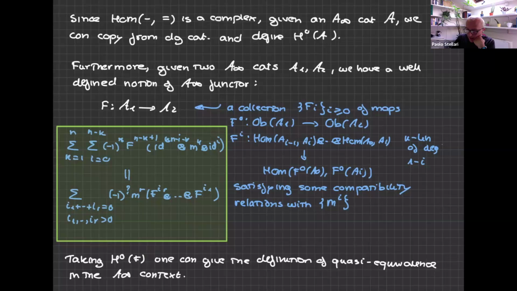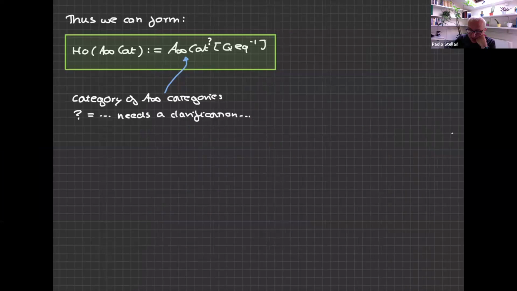Right. And so given such a notion of infinity category, and the according notion of quasi-equivalence between infinity categories, we can perform the same definition as before. And so we can take the localization of the category of infinity categories. So here there is a question mark, which contrary to the previous one will not be ignored. So we have to address the meaning of this question mark later on, right?